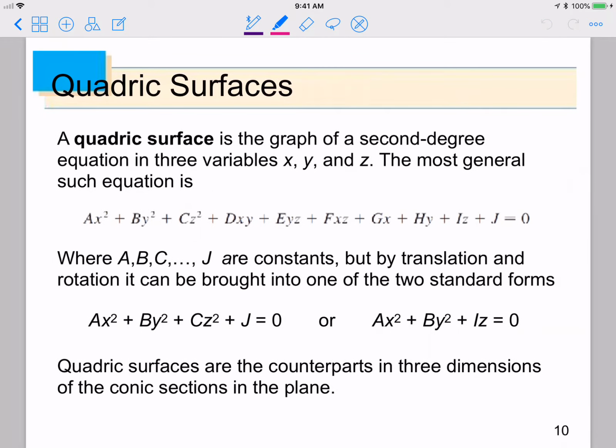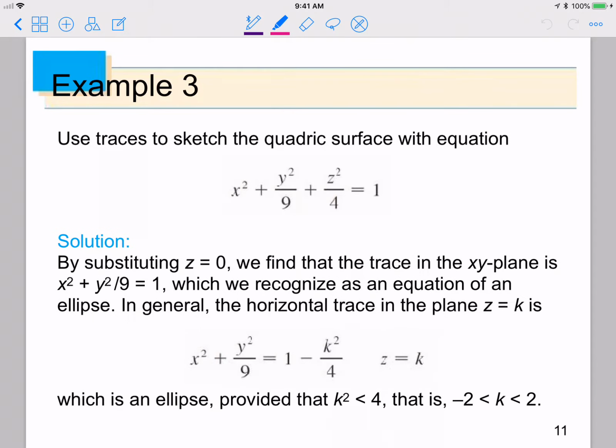And now quadric surfaces. A quadric surface is a little more complicated. You can have second degree coefficients for second degree variables in x, y, and z. Quadric surfaces are the counterparts in 3 dimensions of the conic sections in the plane. Remember we had conic sections: a circle, an ellipse, a parabola, a hyperbola. The 3D versions of those are called quadric surfaces.